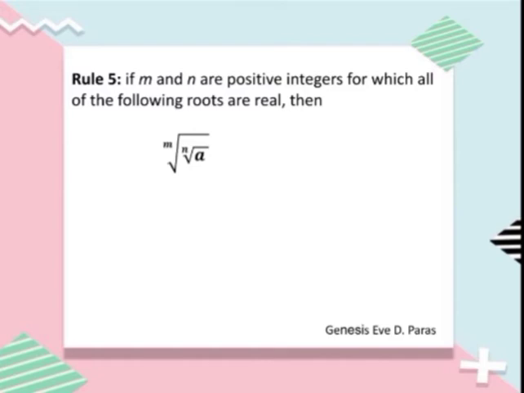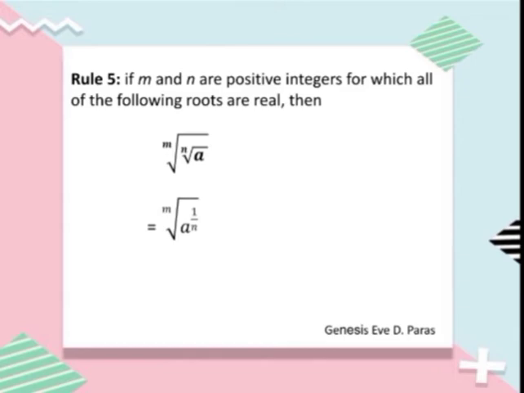Kagaya kanina, una kukunin natin yung exponential form ng radical expression but unahin natin yung nasa loob kaya yan ay magiging the nth root of a raised to 1 over n. Tas kukunin natin yung exponential form kaya magiging a raised to 1 over n raised to 1 over m. Using raising a power to a power rule, magiging a raised to 1 over mn. At pwede na tayo bumalik sa radical form kaya yan ay magiging mnth root of a.